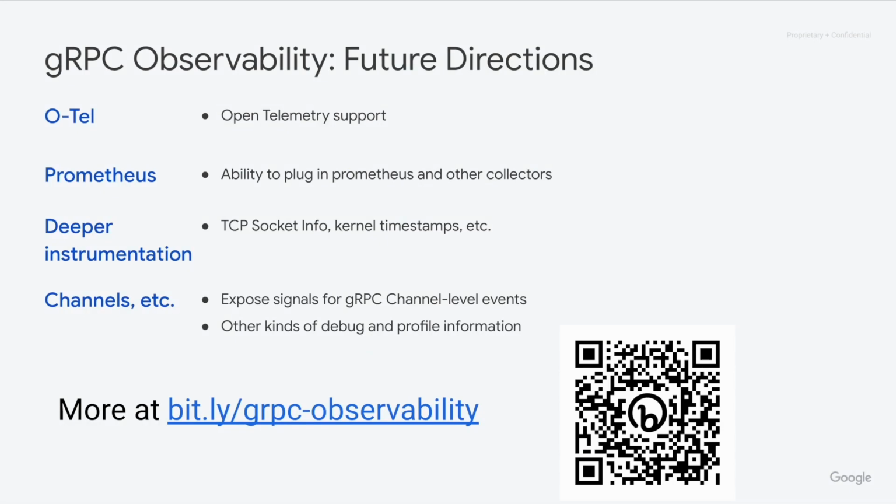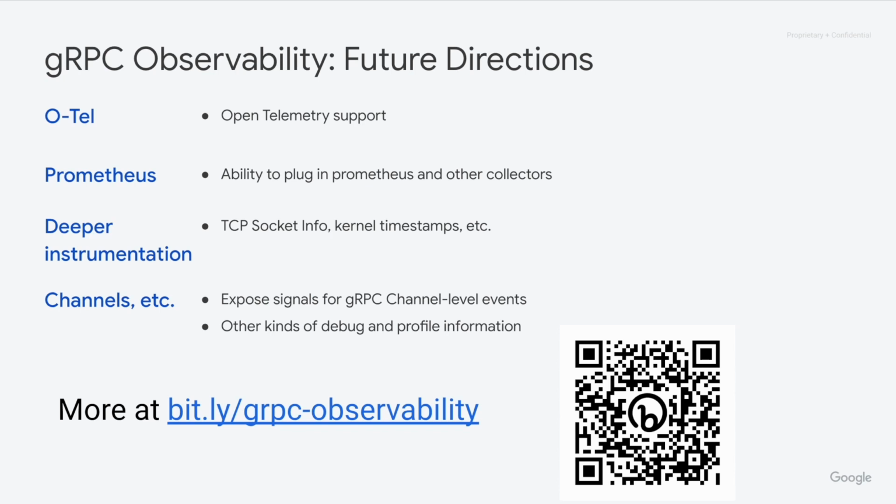The team is working hard on figuring out our roadmap for OpenTelemetry support. The observability solutions we have at gRPC today work with OpenCensus, which is the predecessor to OpenTelemetry. But as the industry is moving pretty fast towards OpenTelemetry, we want to keep pace with that. We are also getting requests to support Prometheus and other collectors, and we want to explore how we can do that.